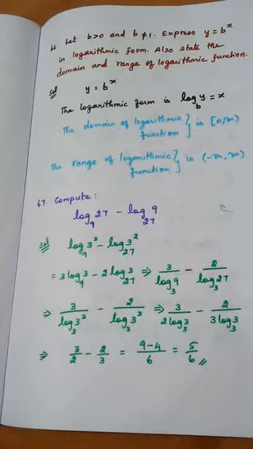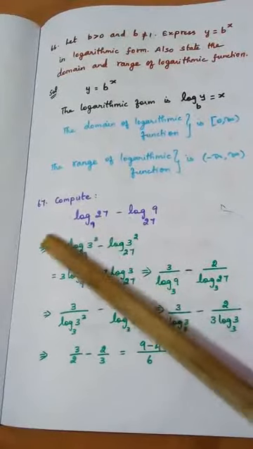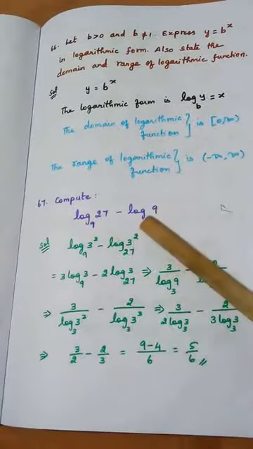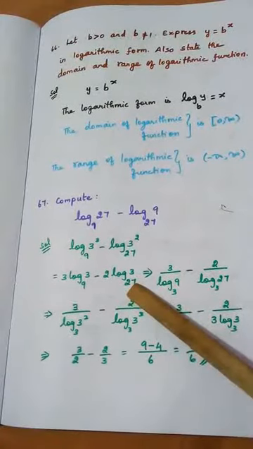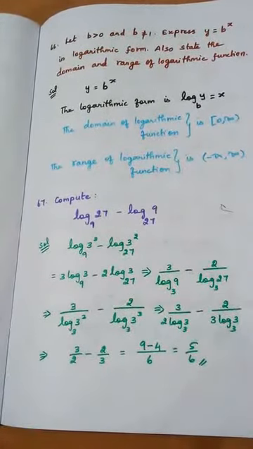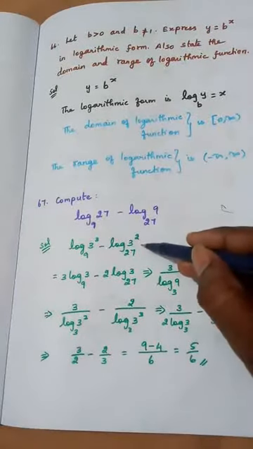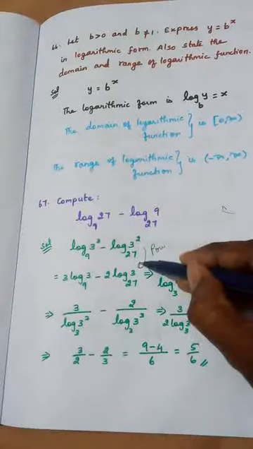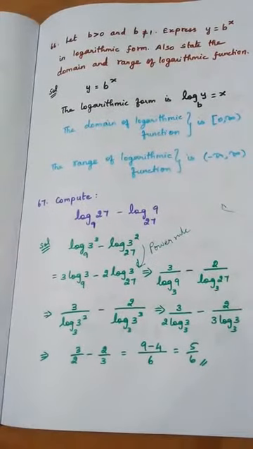Now we know what is meant by power rule, right? So this power 3 can be brought forward. So 3 comes before: 3 log 3 base 9. Similarly, this power 2 comes before. So minus 2 log 3 base 27. So using power rule, we are doing this. Which rule are we using? Just the power rule, from this to this.